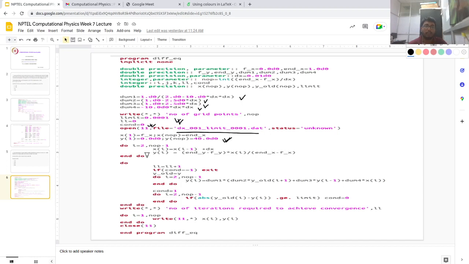Okay, then we have a do loop running for I equals to 2 to NOP minus 1. Okay, and in that case xi, that means ith element of x array, will be assigned in this way, because dx is the increment of x, which in our case is 0.01 as per the question. Okay, so from there on we can assign the yi value in this way.